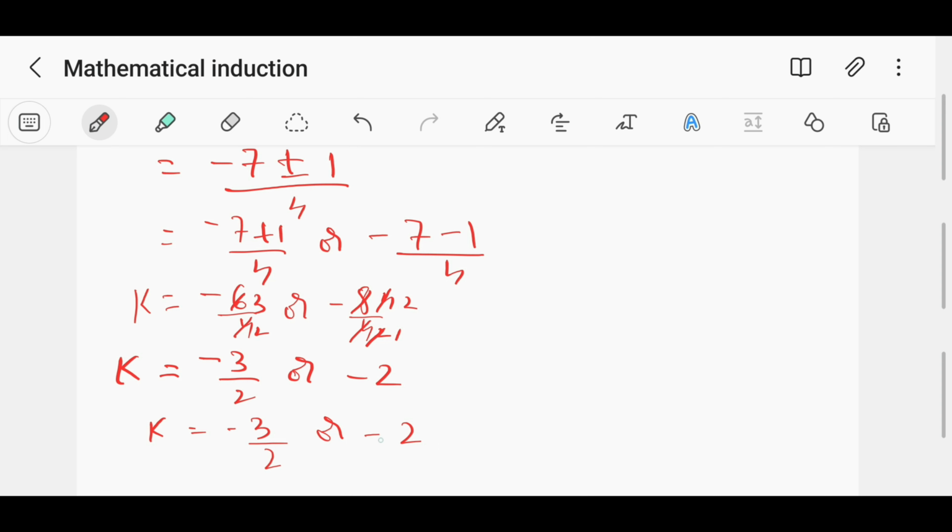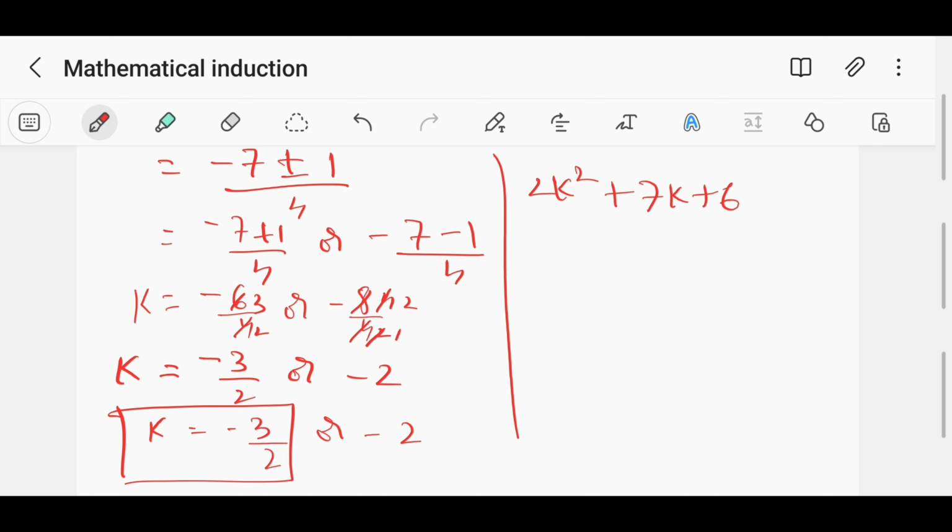So from this, how will you write it as a factor? You had the equation as 2k square plus 7k plus 6. I want you to write this as factors. So how will you write? You have k is equal to minus 3 by 2 or k is equal to minus 2. So this you can write as these terms.